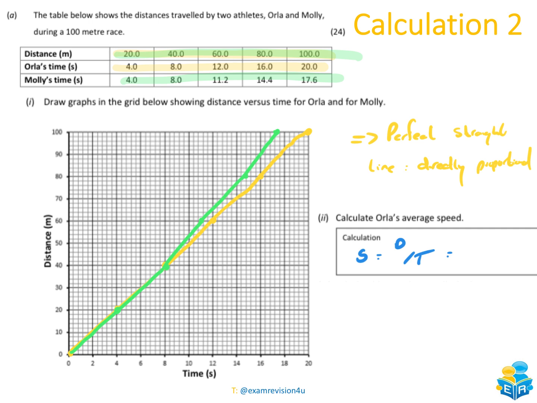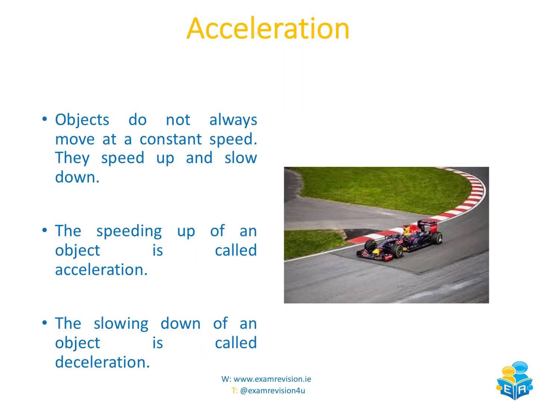So I'm actually just going to pick the middle one there, 60 metres and 12 seconds. So distance was 60 metres, time was 12 seconds, so we get 5 metres per second. And just to show you, it doesn't matter which one you picked. If I picked the last one there, 100 metres divided by 20 seconds, you still get 5 metres per second. You don't have to do the calculation 5 different times, you only have to do it once. It just doesn't matter which one you pick.